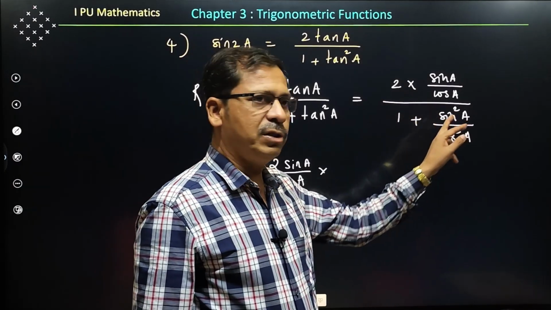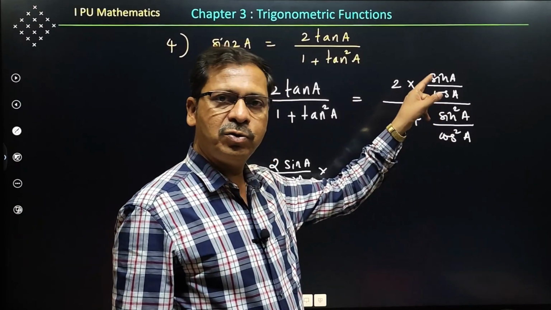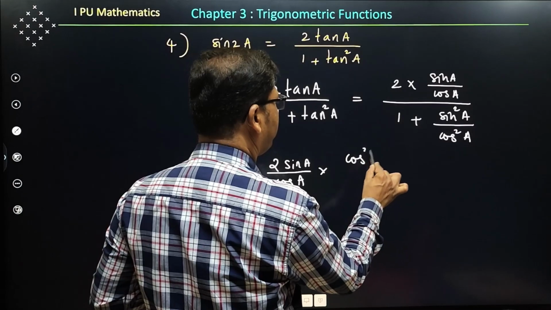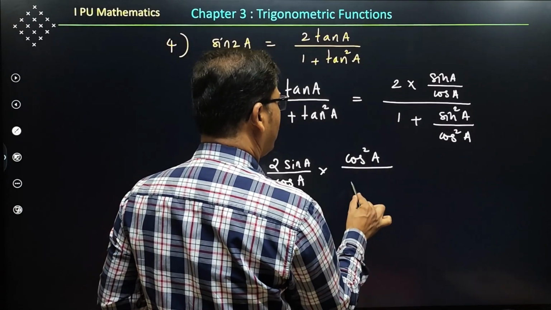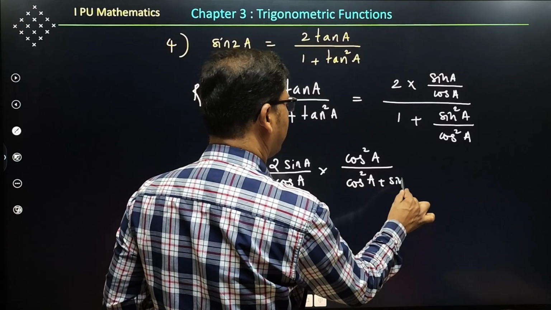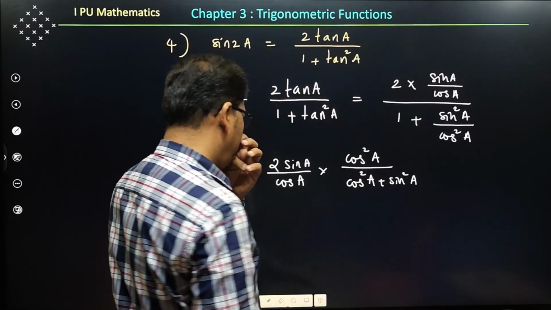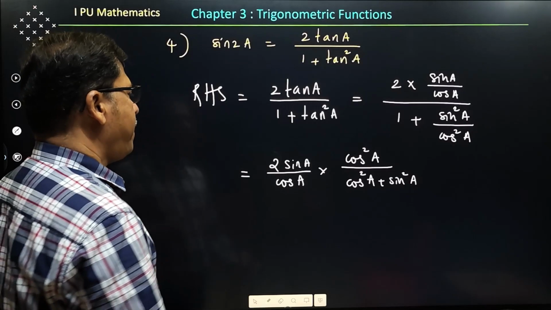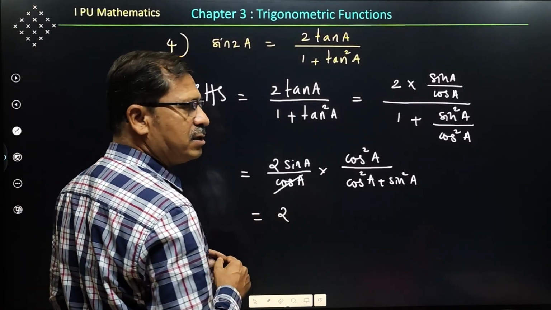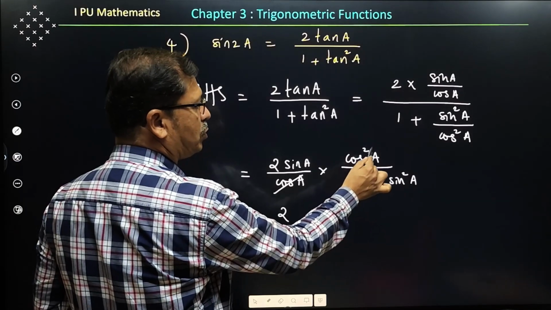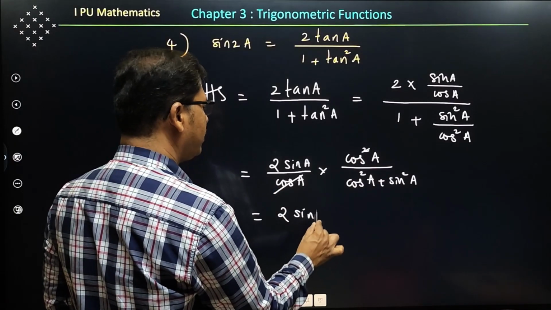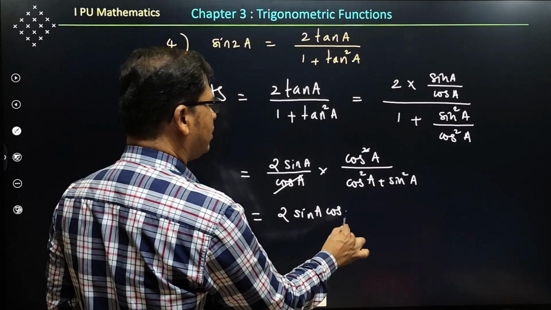After removing this division and taking multiplication, cos square a goes to the numerator, divided by cos square a plus sin square a. See, what's the answer? Write 2 as it is. This cos a cancels with one of the two cos terms in cos square a. 2 sin a remains, cos a remains.